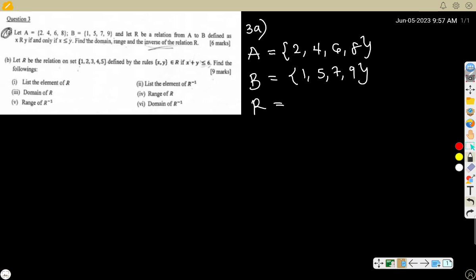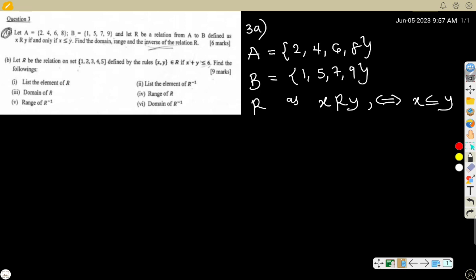as x R y if and only if x is less than or equal to y. So meaning the number you will have here should be less than or equal to the number you will have here. So find the domain, range, and inverse of the relation R.